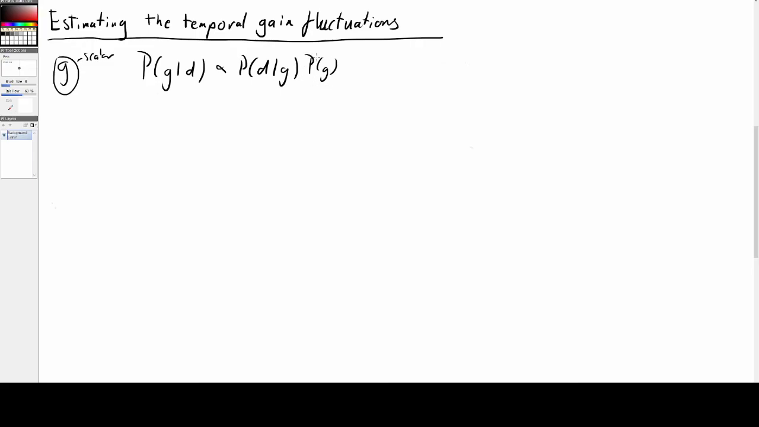Setting the prior equal to something other than 1 is a very natural Bayesian way to incorporate extra knowledge about how the gain, or how a certain variable, should behave. And so in the case of the gain fluctuations, we will write up the same thing.